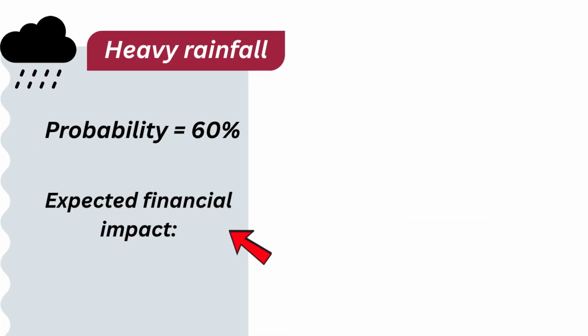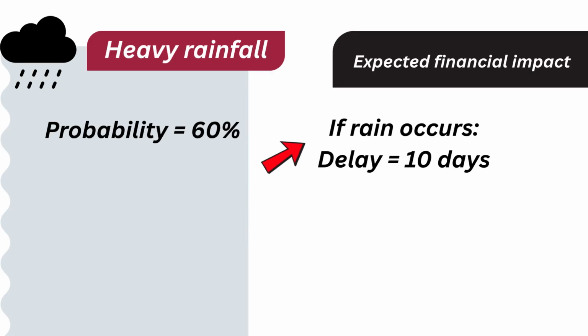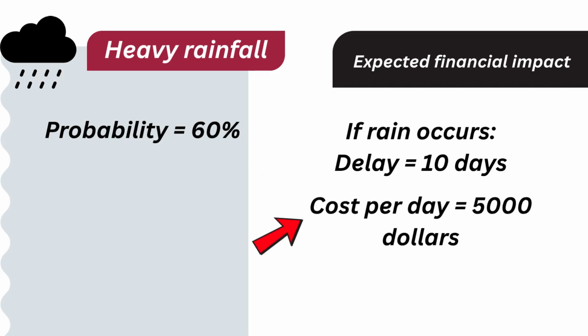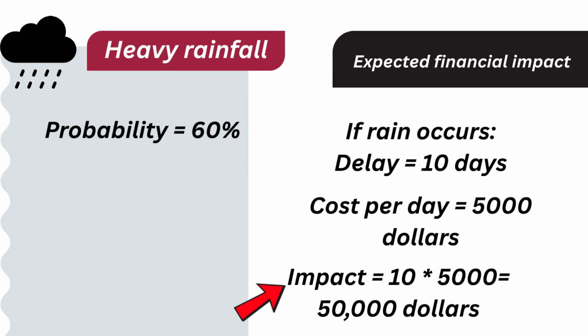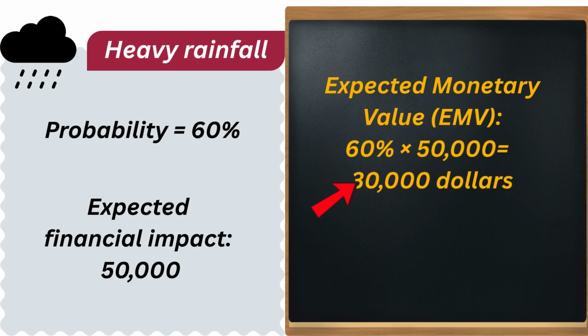Now let's estimate the expected financial impact if this risk occurs. If heavy rain occurs, the project work will need to be put on hold for 10 days, causing a 10-day delay in the project schedule. If the cost per day equals $5,000, the total financial impact is 10 multiplied by 5,000, that is $50,000. Expected monetary value can be calculated as 60% of 50,000, that is $30,000. This means that, on average, this risk is expected to bring a financial loss of $30,000.